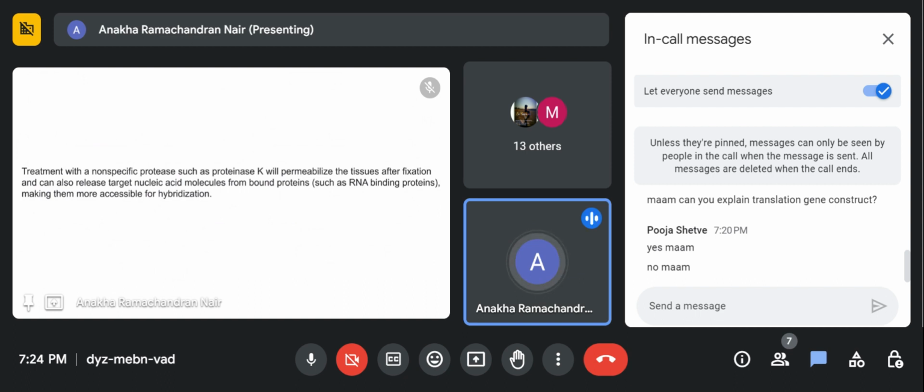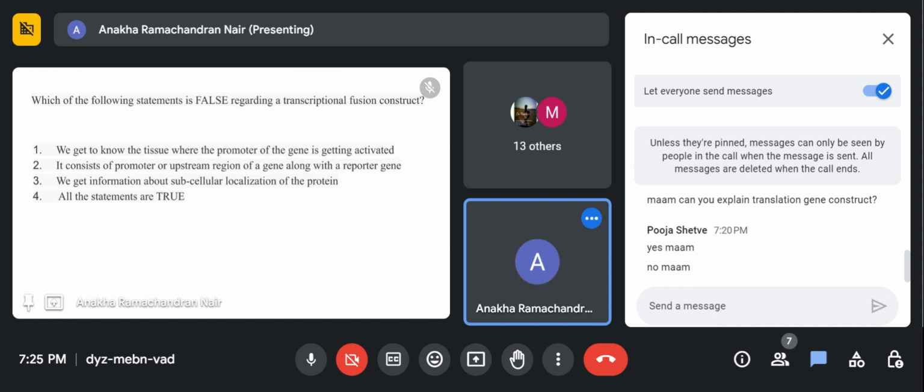Okay. So, treatment with the non-specific proteinase such as proteinase K will permeabilize the tissue after fixation. Okay, and it can also release the targeted nucleic acid molecule from bound protein. So, if your gene of interest is bound to the histone, okay, the probe will not get attached to it. So, proteinase K will also help remove the RNA from RNA binding protein, okay, and they can attach to your probe of interest easily, which will not be possible if the protein is still bound to your RNA molecule. Okay, so the correct answer was proteinase K. Let's move on to the next question.